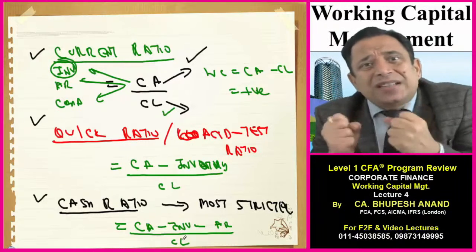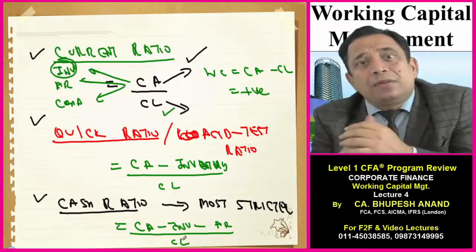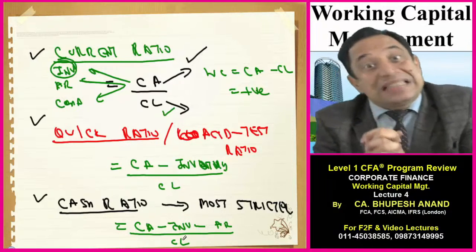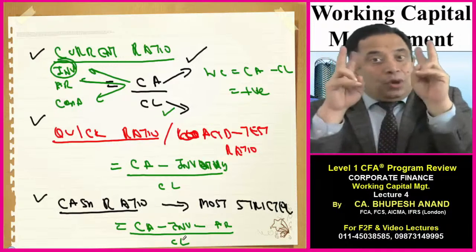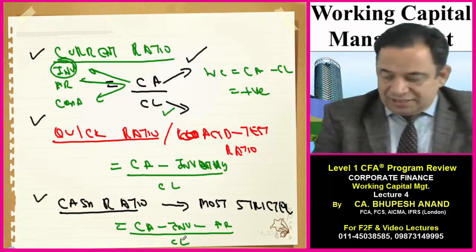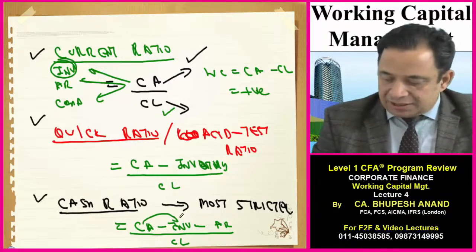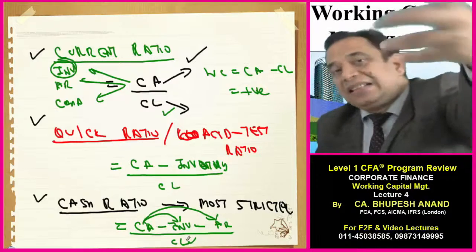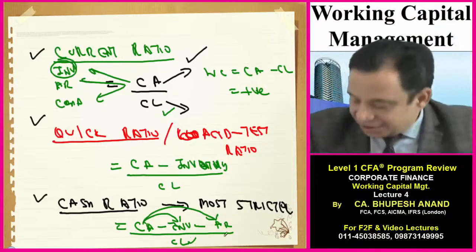So, being stricter, in the cash ratio what I will be doing is current assets minus inventory and minus accounts receivable. So the balancing figure, that is current assets minus inventory minus accounts receivable, divided by current liabilities, is named the cash ratio.